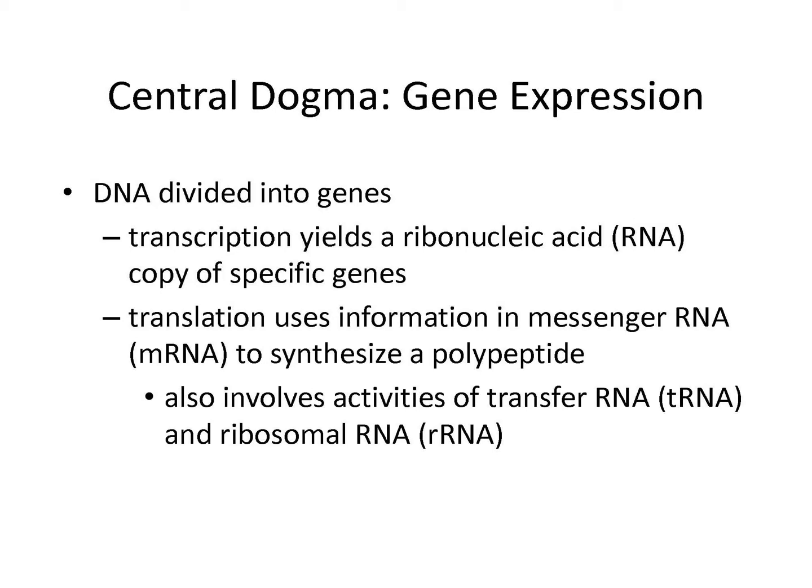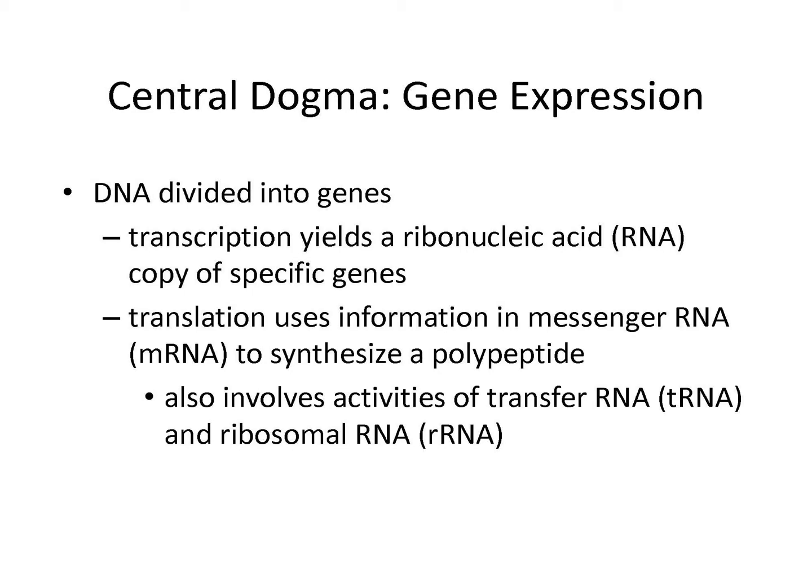The gene expression. DNA is divided into genes. In this process of gene expression, the transcription process will yield a ribonucleic acid, RNA. So from DNA to RNA is called transcription. This process will copy specific genes. And then the next process is called translation. Translation will use the information in the mRNA, messenger RNA, to synthesize a polypeptide. Polypeptide means a chain of amino acids, a peptide or protein.